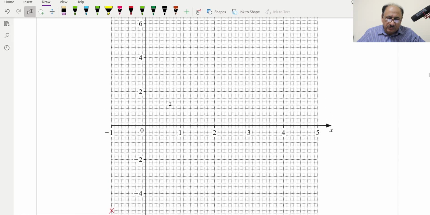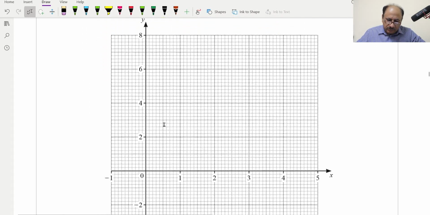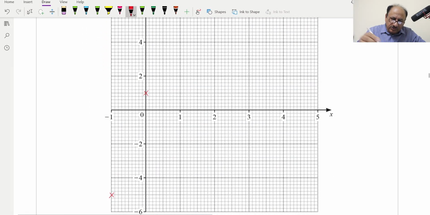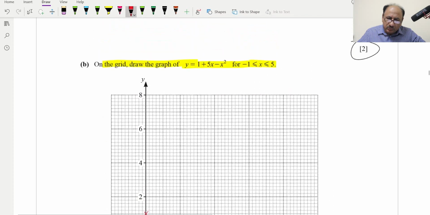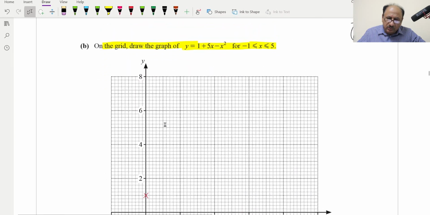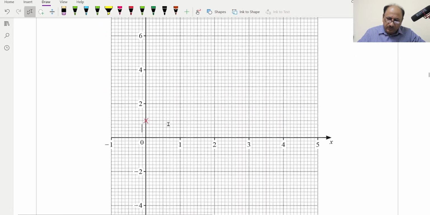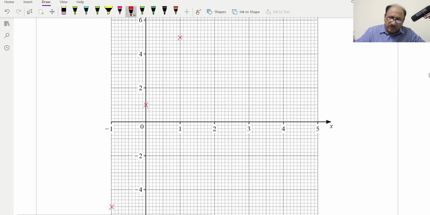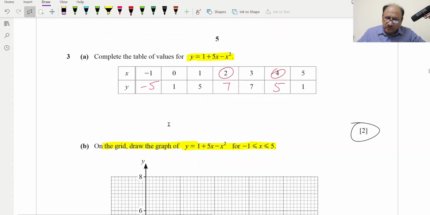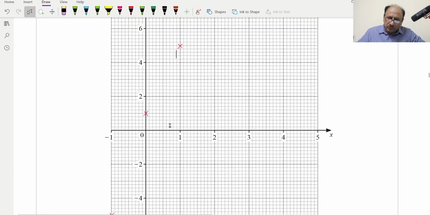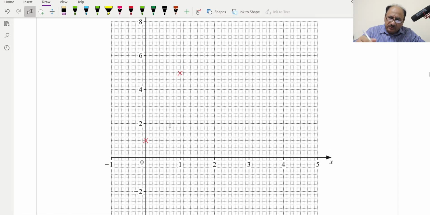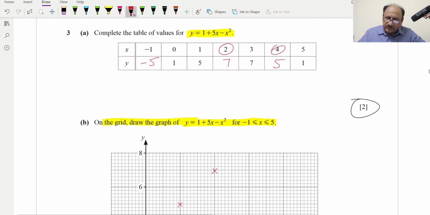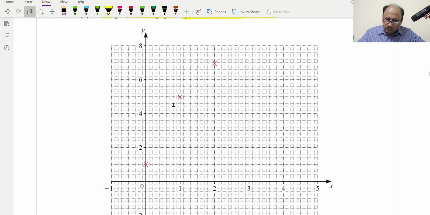Then next 0 and 1, 0 and 1 will be this mark, and then comes 1 and 5. 1 and 5 will be this mark, and next is 2 and 7, a little above over here. This is 2 and 7, and after that it is 3 and 7. So for 3 and 7 we can mark exactly over here.